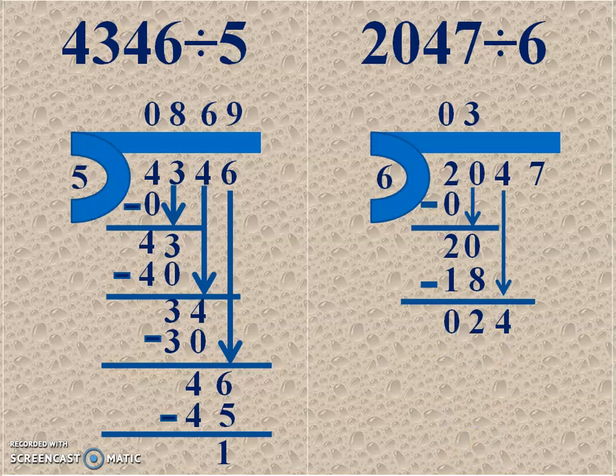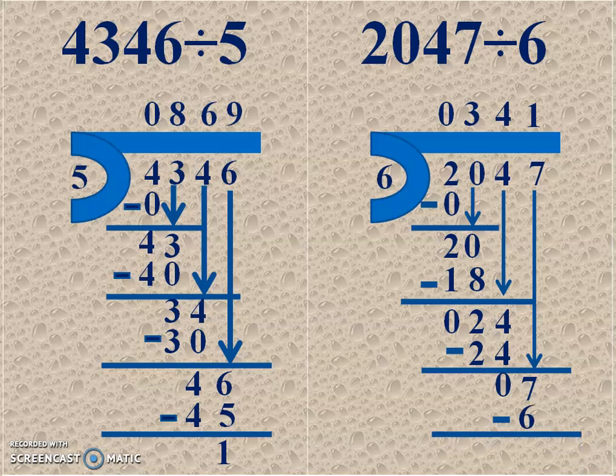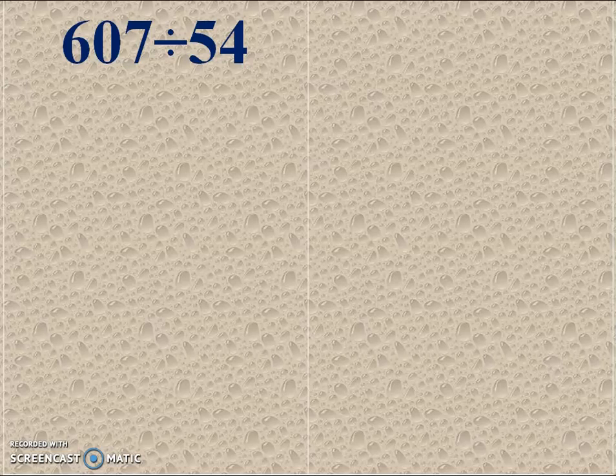And we bring the next digit, that is 4, down. 6 4s are 24. 24 minus 24 gives us 0. Then we bring the last digit, 7, down. 6 1s are 6. And 7 minus 6 gives us 1. So we got answer 341 with the remainder 1. Now it's the turn for the next example. 607 divided by 54.